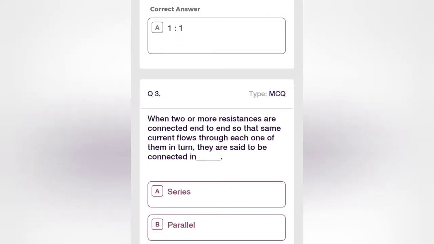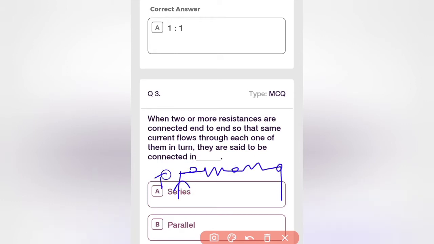When two or more resistances are connected end to end, so that the same current flows through each one of them in turn, they are said to be connected in what? When two resistors are connected end to end, this is called end-to-end connection. In this connection, the current is the same. So this connection is called series connection. Option A is the correct answer.